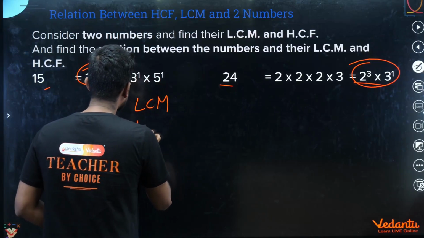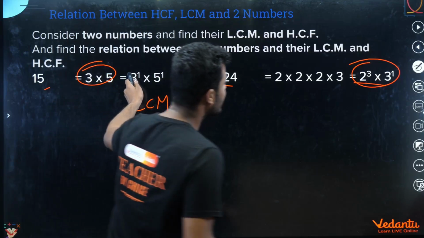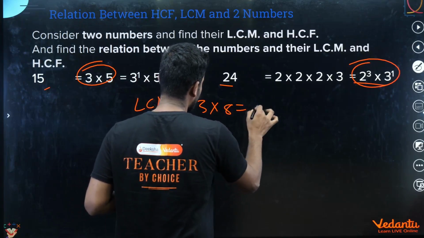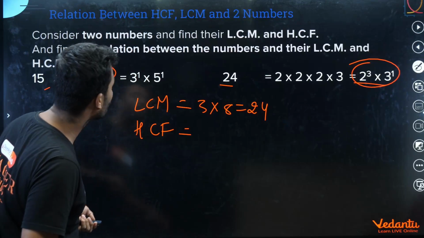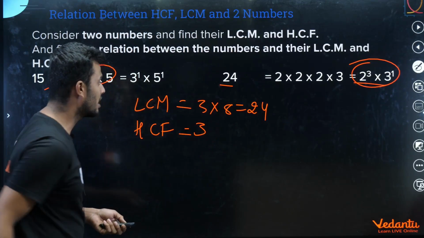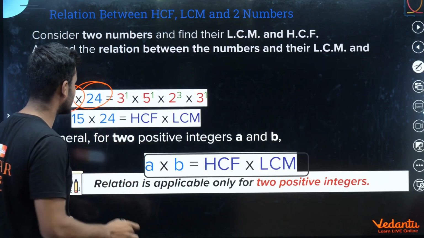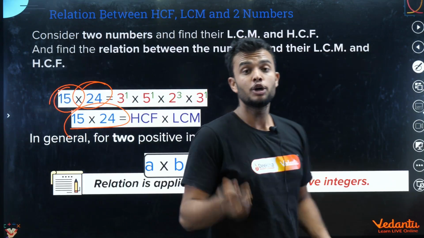LCM, HCF. LCM is equal to, what is the highest factor? Here 3 power 1. Okay, 3 into 2 power 3. 2 2s are 4, 4 2s are 8, 8 3s are 24. LCM is 24. What about HCF? HCF is only 3. HCF is 3. Okay, students, this is a relation. HCF into LCM is equal to the product of the two numbers.